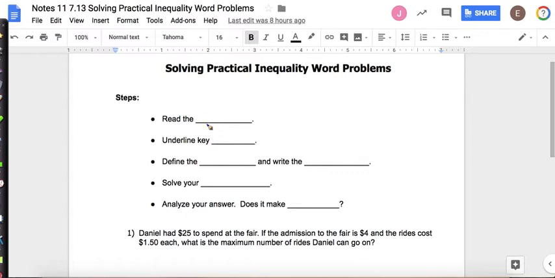So recall, we first read the problem. Then we underline key words. Then we define the variable, and that means what is it that we are looking for. And then we write the inequality. This time we're writing an inequality instead of an equation. And then solve your inequality. And then, of course, analyze your answer. Does it make sense?